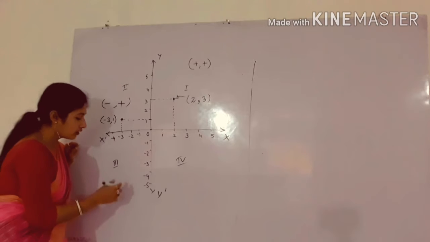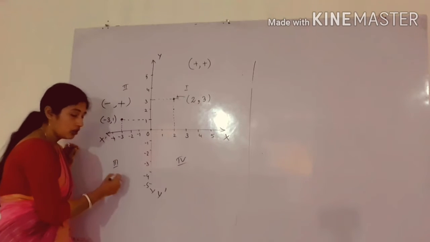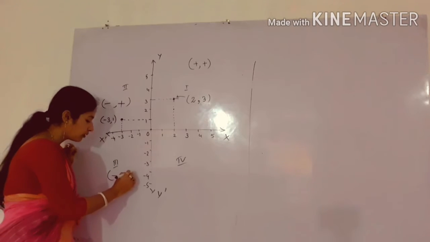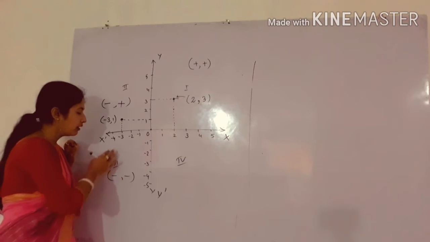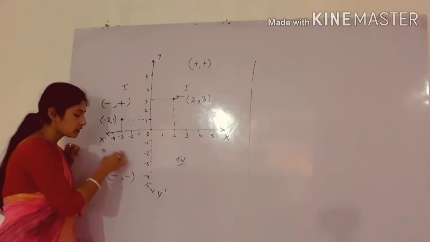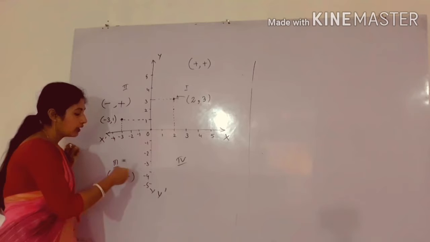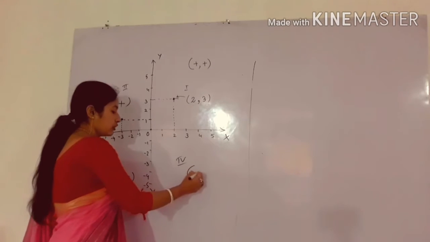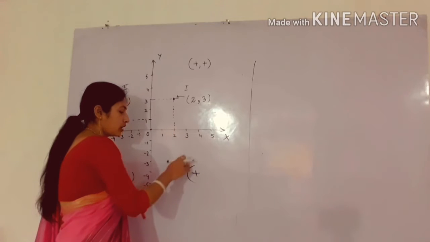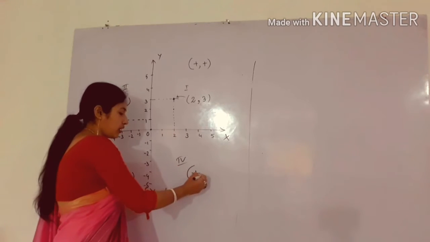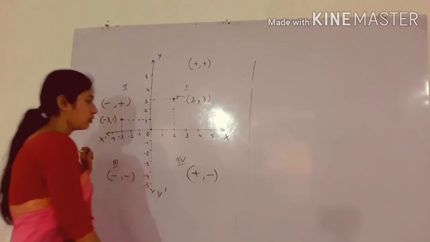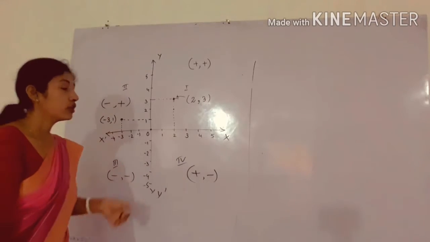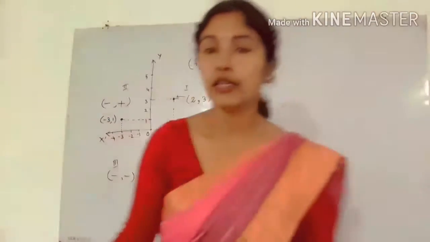Similarly, in the third quadrant, both will be what? Negative, because here the points lie along the negative x-axis and negative y-axis. Similarly, in the fourth quadrant you will check that the x coordinate is positive and the y coordinate will be what? Negative. So this is all about the coordinate system and how to write it.